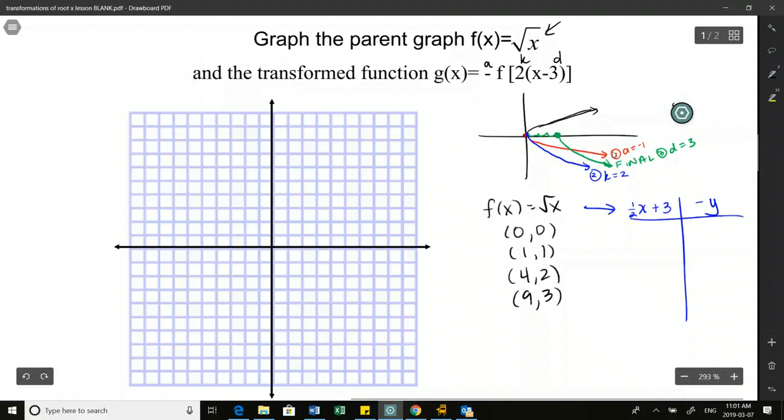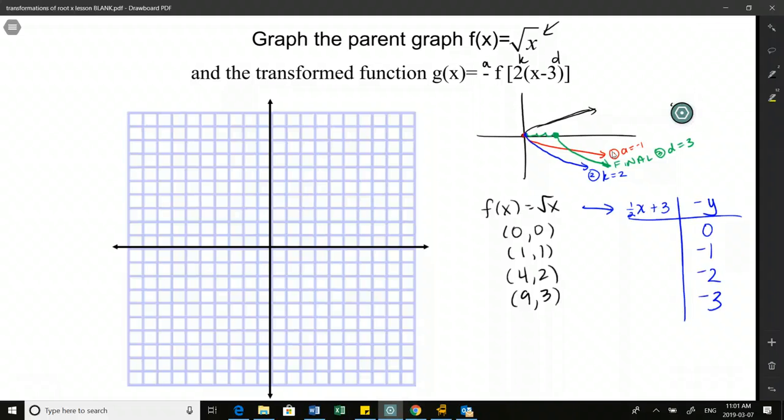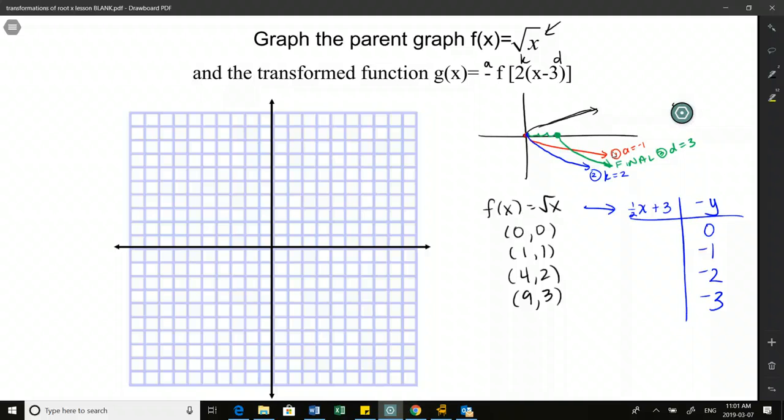Okay, so our y's are all just being multiplied by -1. Those are quick calculations for us. We'll do those first. And then our x's, we want to half all of them and add 3 to them. So I think we'll get 3, and then half of 1 is 0.5 plus 3 will be 3.5. Half of 4 is 2 plus 3 gives us 5. And then half of 9 is 4.5 plus 3 gives us 7.5.